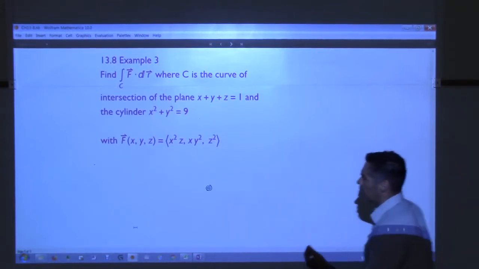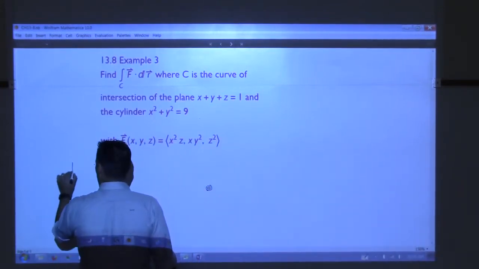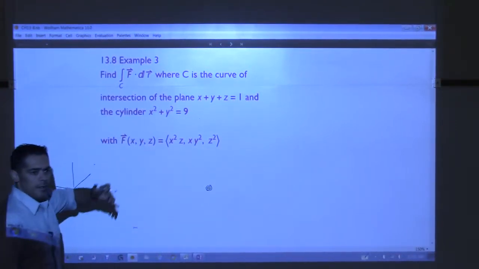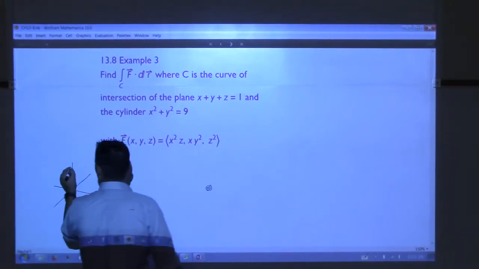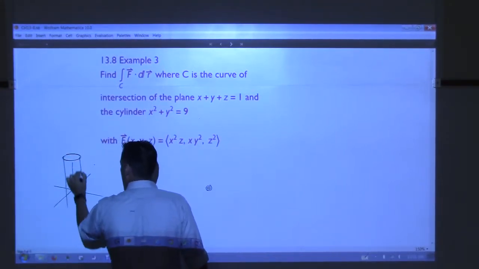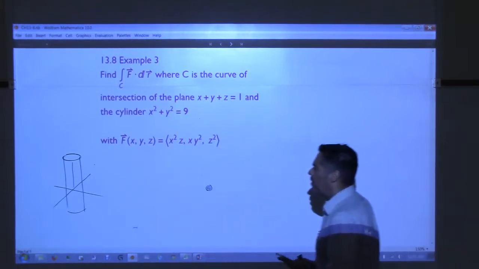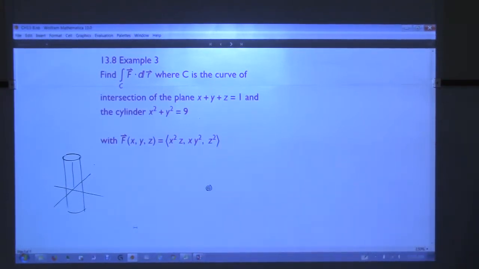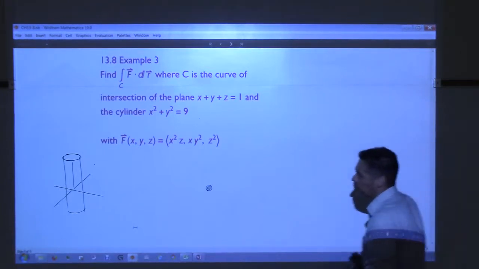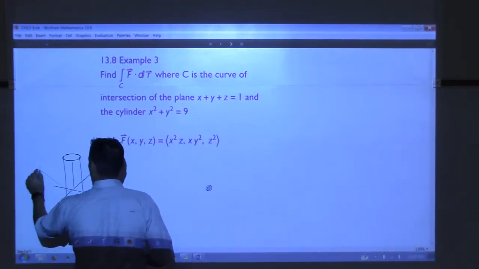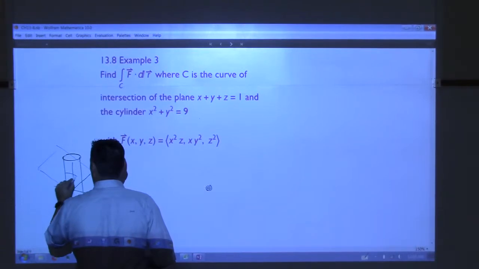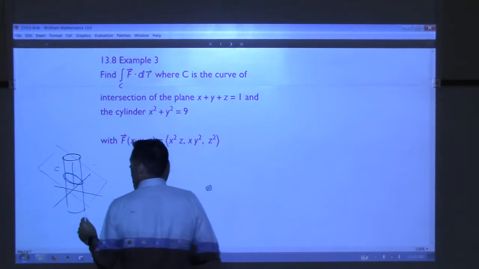Let's draw the cylinder first. So in three-dimensional space, our cylinder is going to open up through the z-axis. It has a radius of 3. So our cylinder looks like this. And then we have a plane that slices through that, right? Because the plane is at an angle, so it's going to have to slice through somewhere. So our plane cuts through this. And wherever it intersects, we're going to get this curve C.